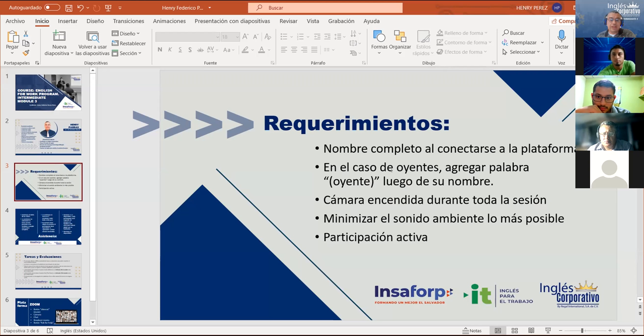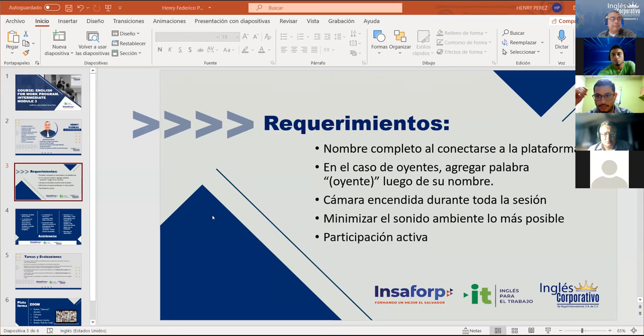En caso de oyentes, aquí no hay, así que no se preocupen por esto. De oyentes, continue, Roberto. With the third one. Yes, please. Cámara encendida durante toda la sesión. Okay, very good. Este es otro requerimiento, right?